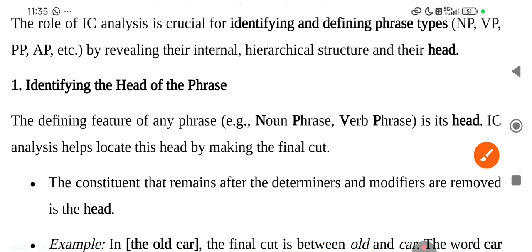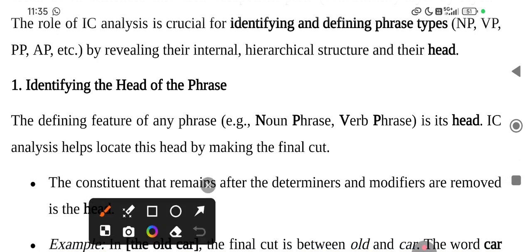The role of IC analysis is crucial for identifying and defining phrase types. Why do we do IC analysis? For identifying and defining phrase types, because with the help of phrases, a sentence is made. So we have to know different types of phrases for different purposes.